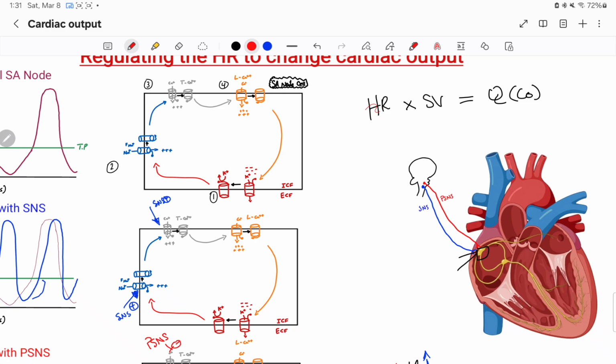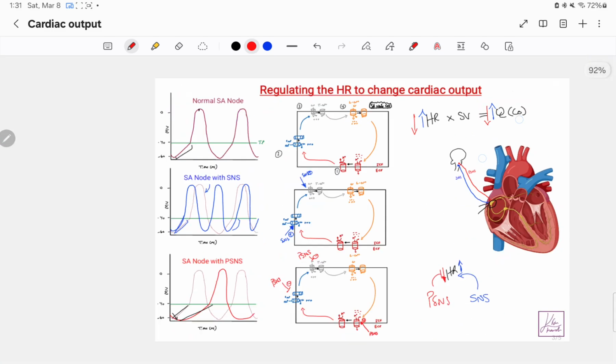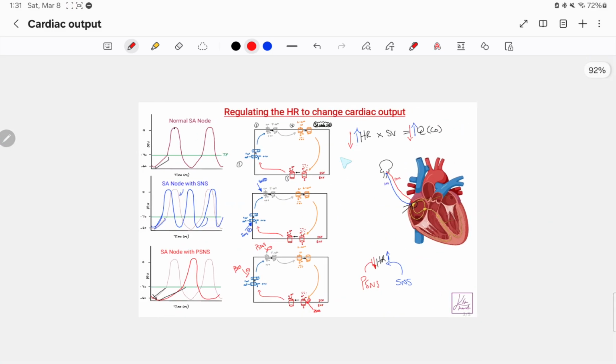But if I upregulate my heart rate, okay, and let's do it like this, let's color code. If I upregulate my heart rate, my cardiac output's going to go up, okay, it's a direct relationship, assuming my stroke volume is the same. If I decrease my heart rate, then my cardiac output will go down, okay? That's that little tidbit right there, guys.